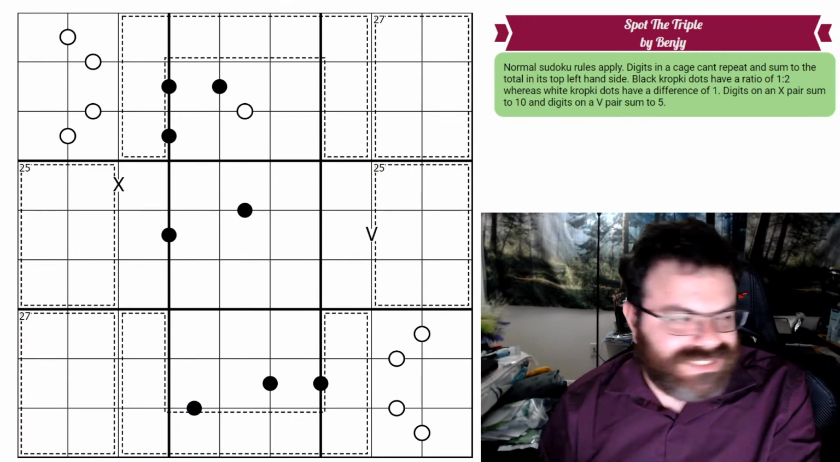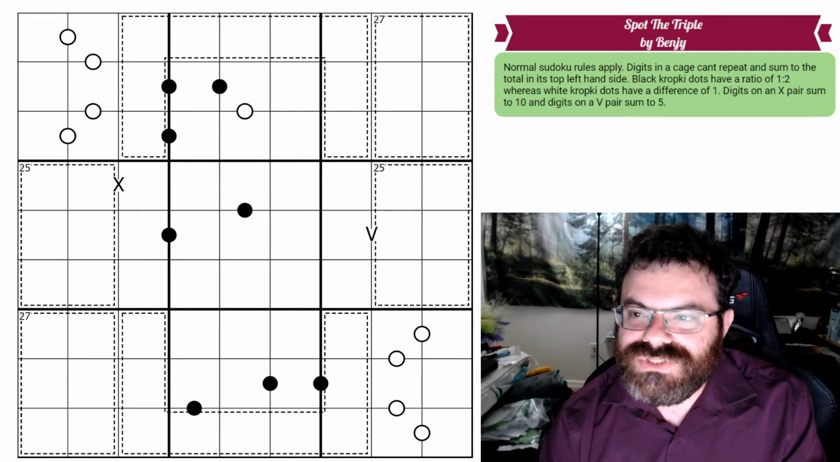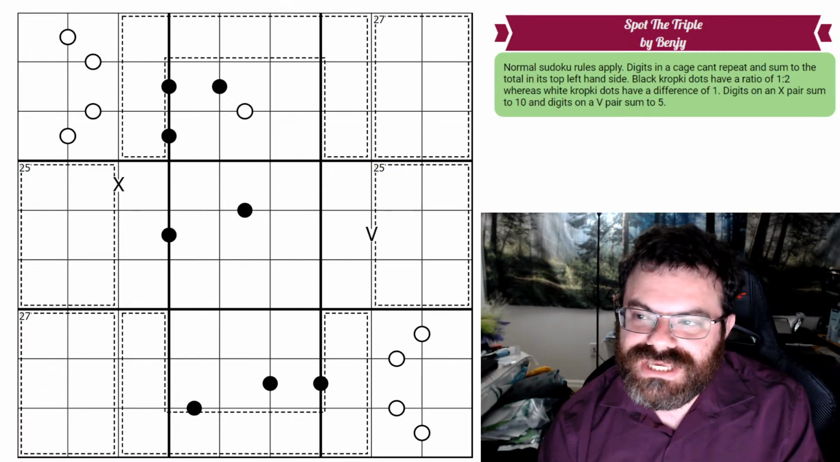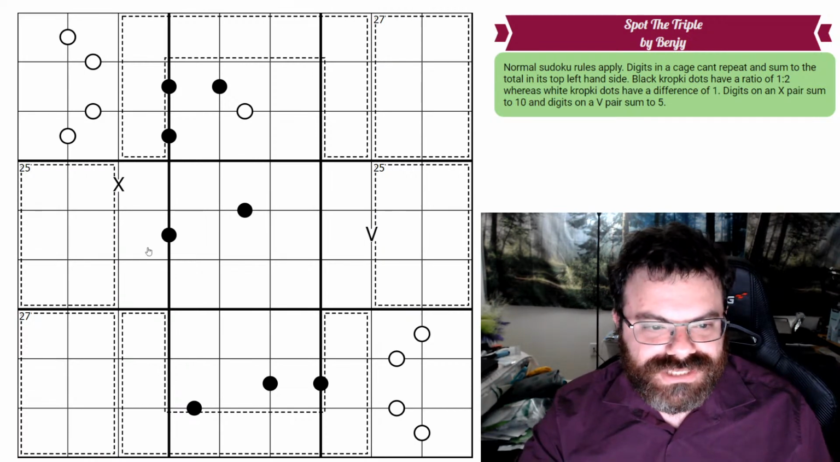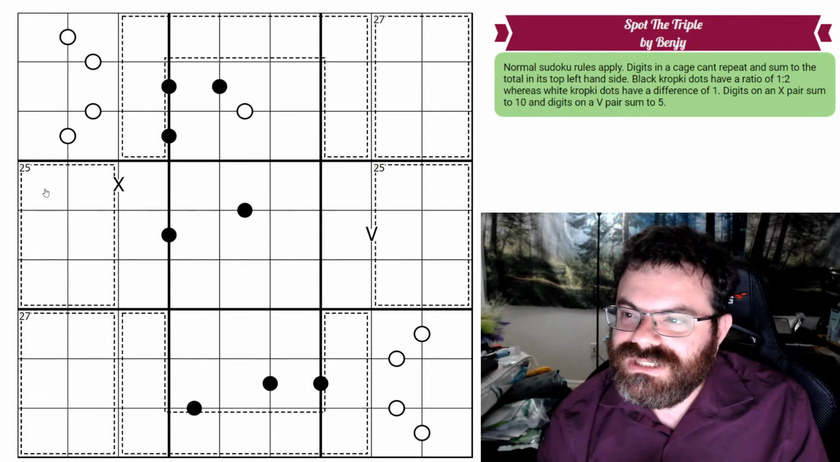Alrighty, so this will be the last puzzle of the stream. It's called Spot the Triple. It's by Benjy. Normal Sudoku rules apply. Digits in a cage can't repeat. So we have standard killer cages, so they can't repeat in the cage. They sum to the value in the top left corner.